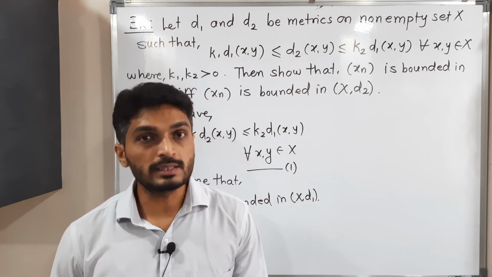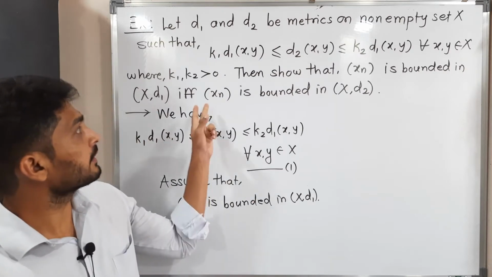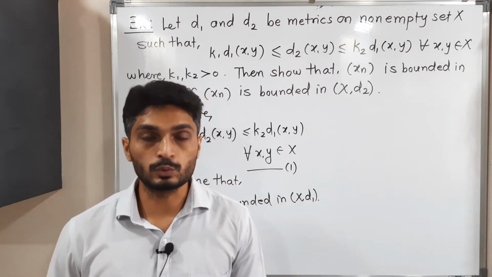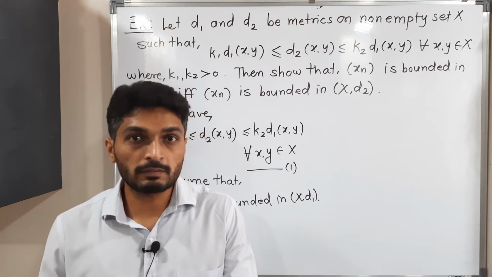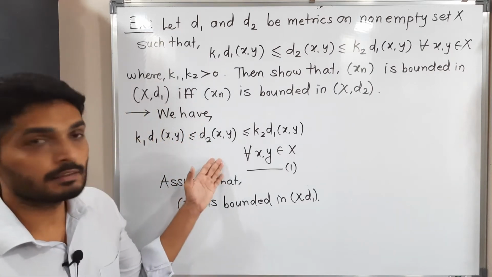After that, we have to prove a sequence xn in X is bounded in (X, d1) if and only if xn is bounded in metric space (X, d2). So this thing we have to prove. If and only if part is there, so we should assume one part first. We will try for the first part first. Okay, so I have written the given information.